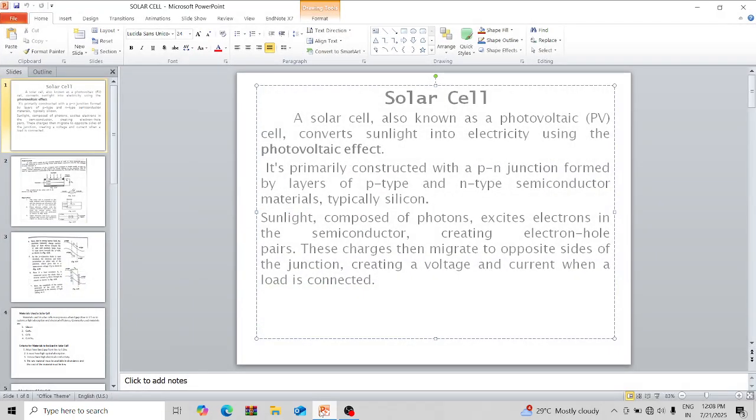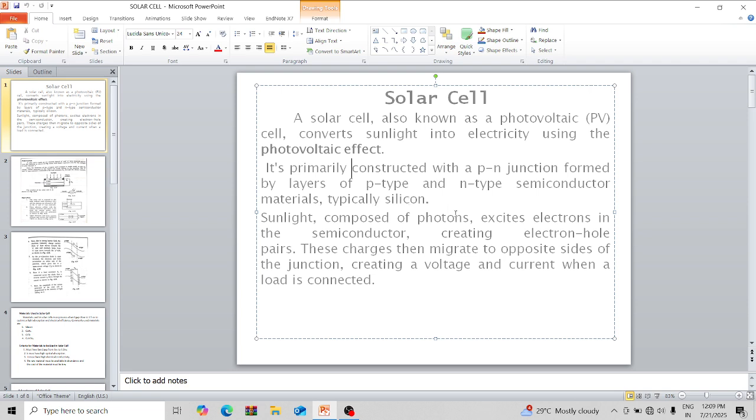Hello everyone, we are going to see about solar cell in this video. A solar cell, also known as photovoltaic cell, converts sunlight into electricity. It is primarily constructed with a p-n junction formed by layers of p-type and n-type semiconducting materials, typically silicon.